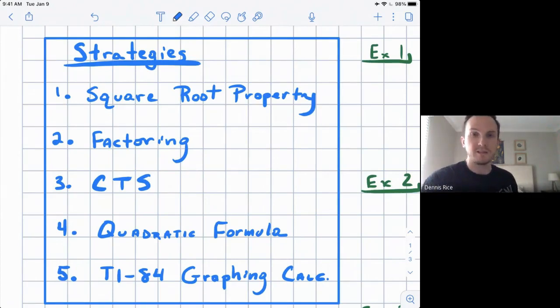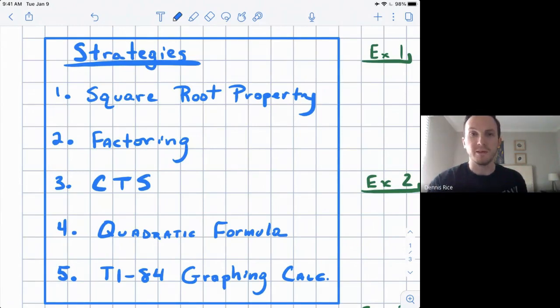Factoring is probably the easiest strategy on this list, other than maybe if something is really easily solved with the graphing calculator. Factoring strategies like GCF, a equal to 1, a greater than 1, can all be used to solve a factoring strategy using the zero product property, and we'll talk about that.